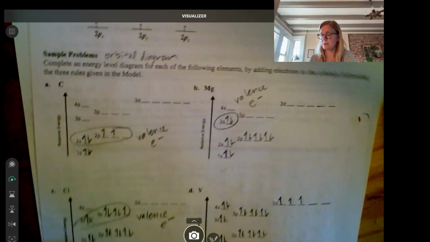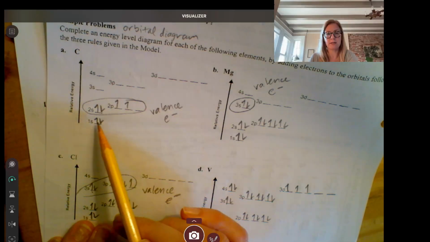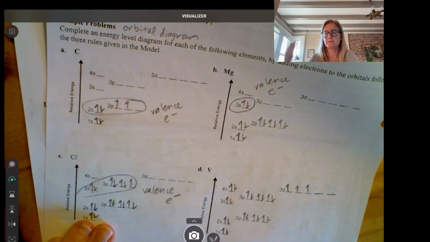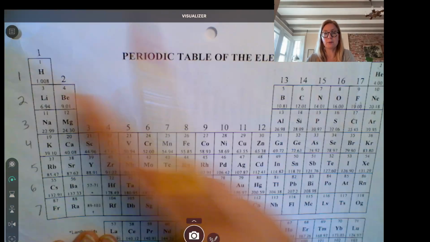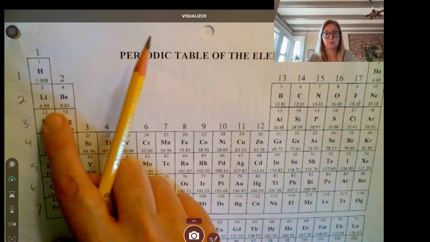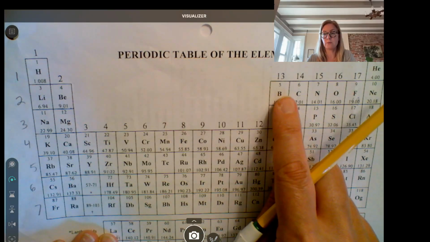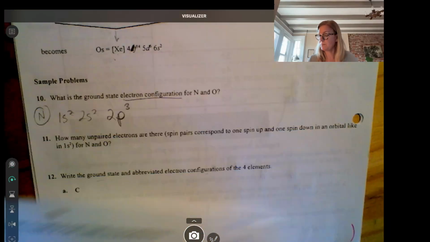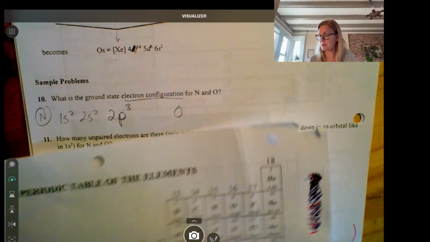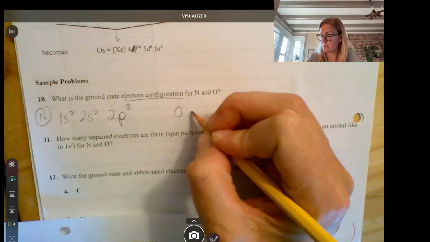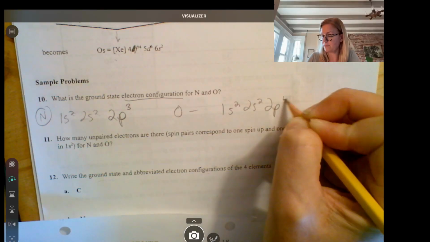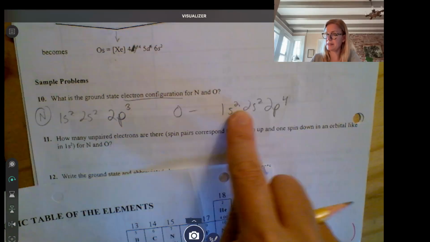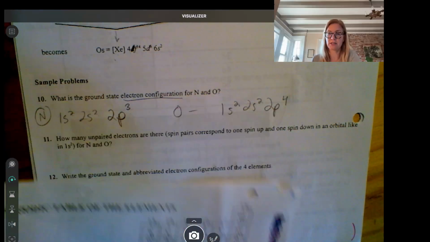If you want to look back at a blank orbital diagram, you can, and just use this as your guide. 1s2, 2s2, 2p3, that adds up to 7. Or you could look at your periodic table. For oxygen, we just need to add on one more electron, so it's just going to be 1s2, 2s2, 2p4. Again, those electrons add up to 8, and oxygen has 8.